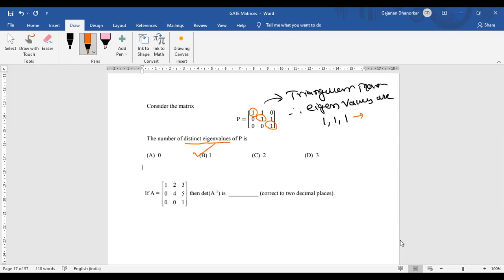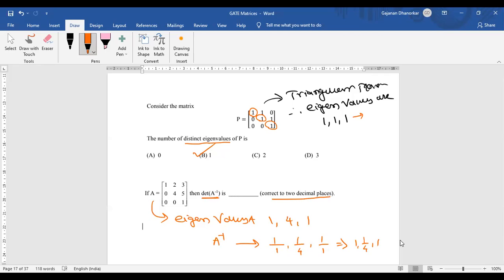Again, space is given, which means we have to write the answer in 2 decimal form. If I have this matrix A, we have to find the determinant of A inverse. Here we use the eigenvalues. The eigenvalues of this matrix A are 1, 4, 1. The eigenvalues of A inverse will be 1 by 1, 1 by 4, and 1 by 1, that is 1, 1 by 4, and 1.